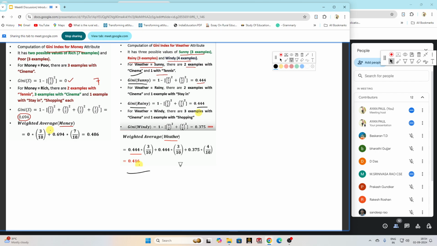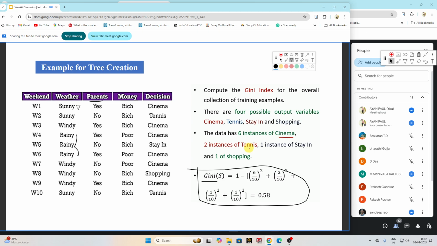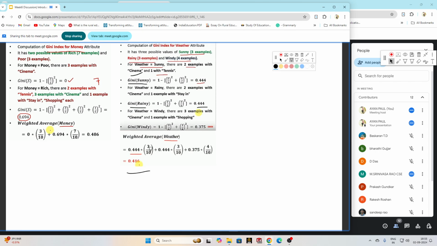So is it clear? Any doubt? So the Gini for sunny and rainy, those are like weights that we are multiplying by that probability. Where is 3 by 10 coming from? You have 1, 2, 3 examples of Sunny. So whenever we do the weighted average, we do 3 by 10 into the Gini index of Sunny. Similarly for Rainy you have 3 examples, that is why 3 by 10. For Windy, we have 4 examples, that is why 4 by 10.